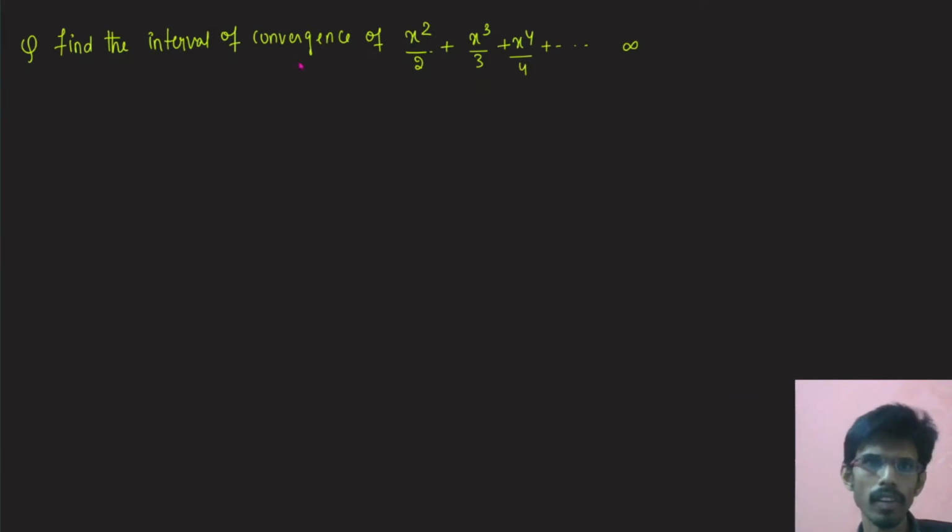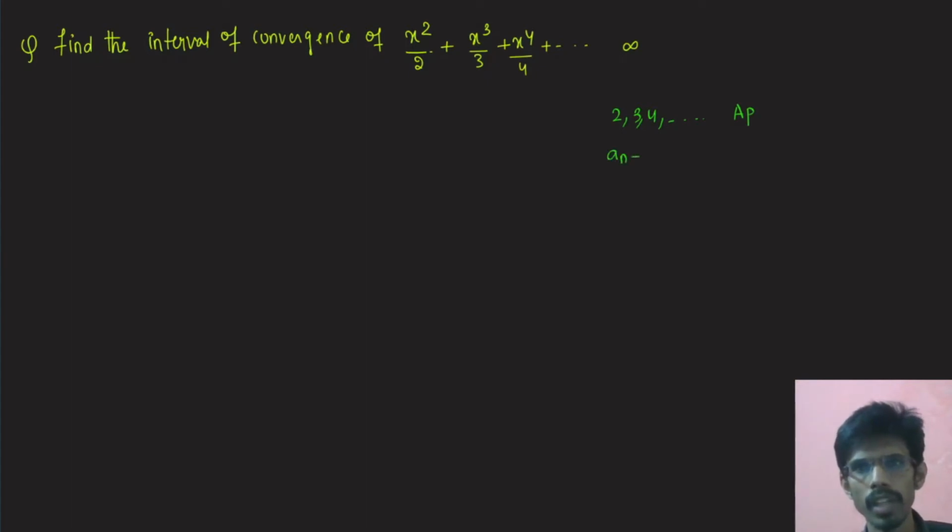Find the interval of convergence of the series x square by 2 plus x cube by 3 plus x power 4 by 4 plus and so on up to infinite. See here, we have the power of x as 2, 3, 4 and so on. Similarly, we have denominator 2, 3, 4 and so on.